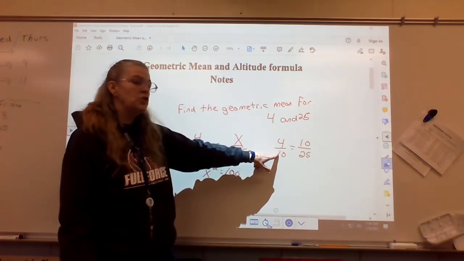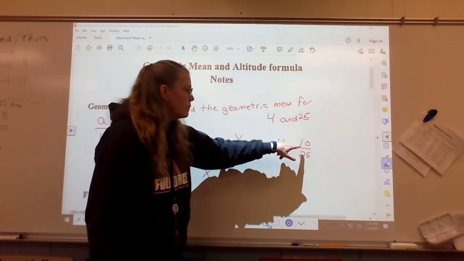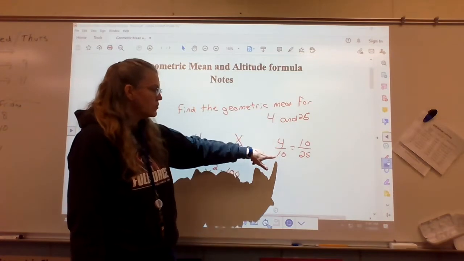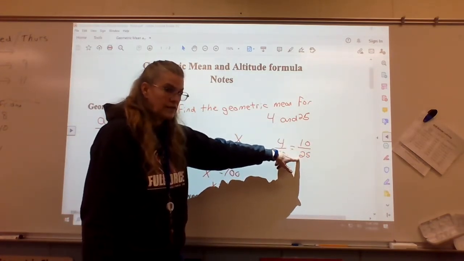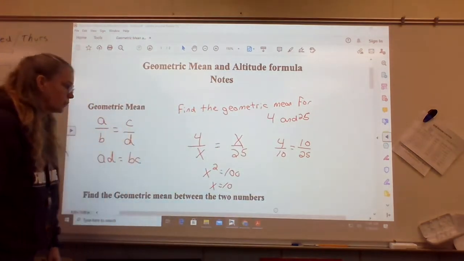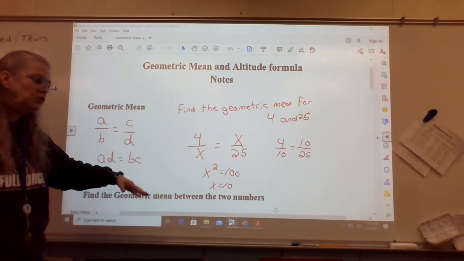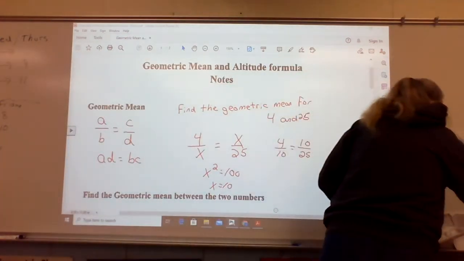So 10 is the geometric mean between 4 and 25 because it's the number between them that gives you the same ratio. 4 over 10 is 2/5. 10 over 25 is 2/5. That's what it means to have a geometric mean. Now I've got 6 examples of these. Once you get in the pattern, these aren't bad at all. So let's take a look at these.